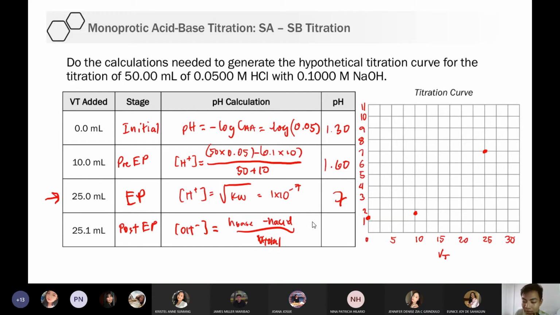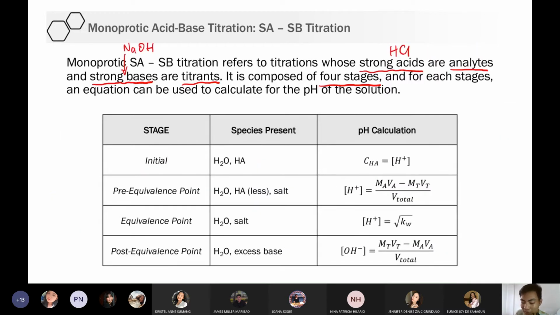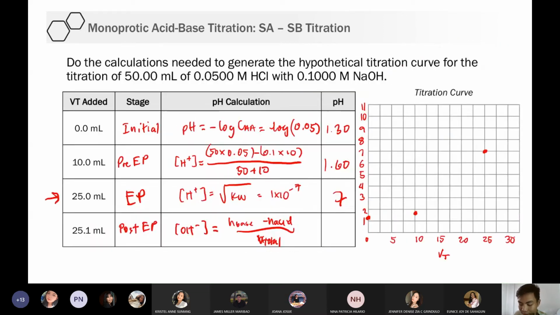Okay? Pero wag nyo na kabisaduhin. Pero mas maganda kung alam nyo. Pero kung ayaw nyo kabisaduhin, eto na yung table. Okay? Susundin nyo lang yung table. Basta alam nyo kung anong stage na kayo. Okay? So yan. Okay, so tuloy tayo.